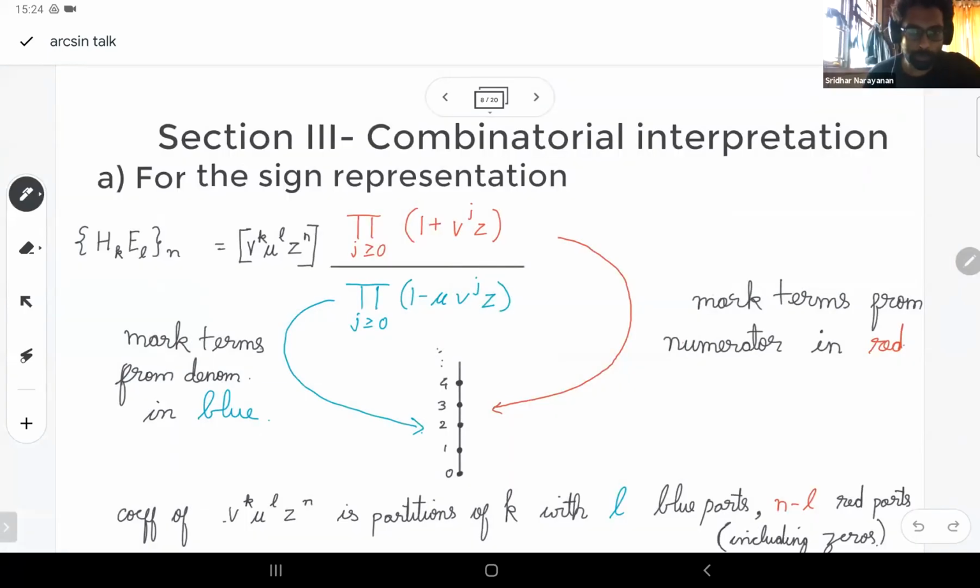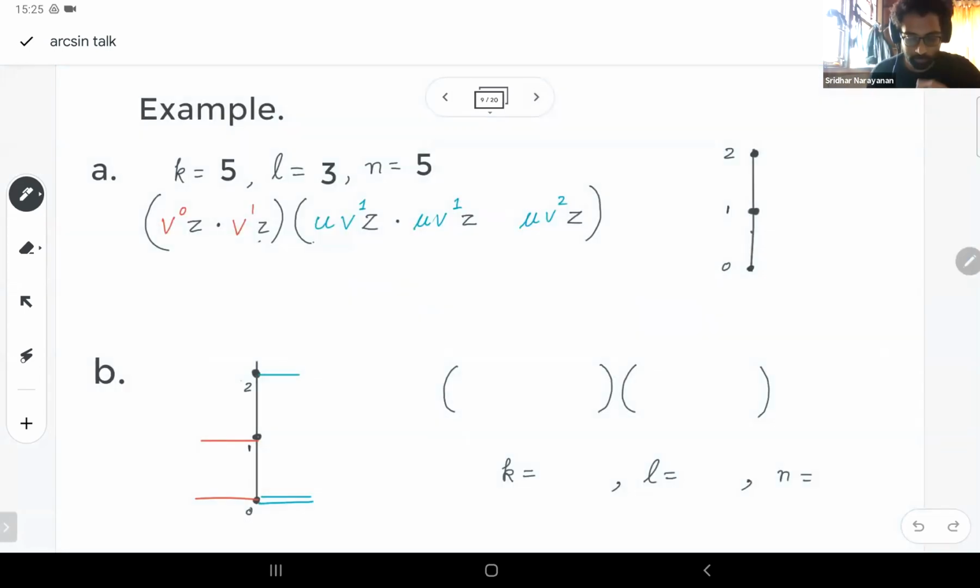Okay, so we're going to look at how to visually represent, say, a monomial that comes out of this generating function. What we do is we mark each term in the product based on the exponent of v. So the v raised to j terms are marked on the jth level on this vertical axis, and the ones that come from the numerator are marked in red, and the ones that come from the denominator are marked in blue. So before we remark on the coefficient, let's do an example.